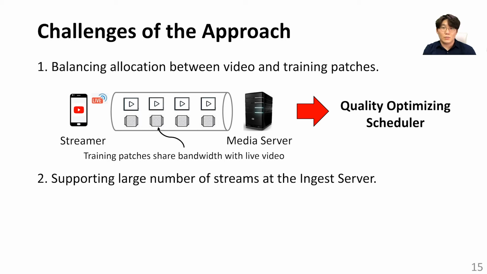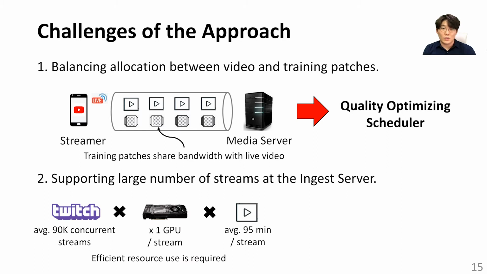Second, ingest server must support large number of streams. For example, there are average 90,000 concurrent streams on Twitch. If we naively dedicate one GPU for online training to each stream for the entire stream duration, LiveNAS can only provide benefit of online training to the limited number of concurrent streams. Therefore, efficient resource use for online training is required. To address the challenge, we introduced the Content Adaptive Trainer. Now, let's look at these two design components in detail.